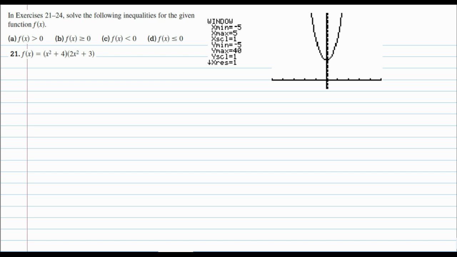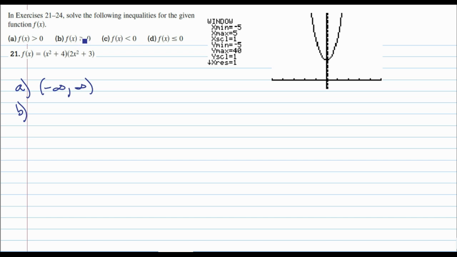So I took it upon myself to graph example 21, the now try problem, and we're going to answer parts A, B, C, and D. So for part A, where f of x is greater than 0, that's all real numbers. Every single x number I plug in is going to produce a y value greater than 0. So that's negative infinity to infinity.